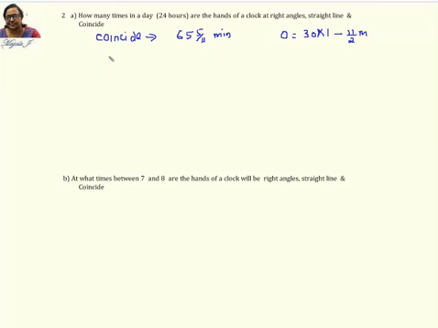Okay. So every time they coincide with each other, the gap in between the coincidences is nothing but 65 5 by 11 minutes. The question asks how many times in a day they are going to coincide with each other. When you say a day, it means 24 hours, correct? A day consists of 24 hours. So you are just going to find out in 24 hours how many times they are going to coincide.